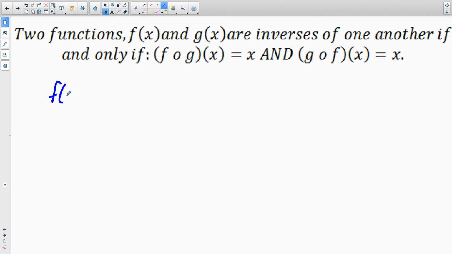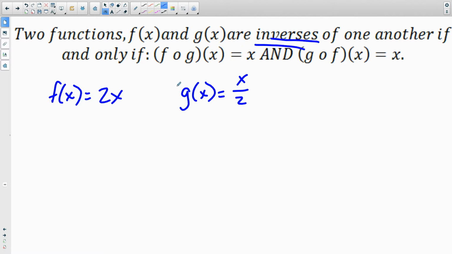So if I had f of x is equal to 2x and g of x is equal to x over 2. When we talk about inverses, we talk about undoing, right? All of the operations in one function have to be undone in the other. We have to see the inverse operations. So clearly, this is 2 times x, so g of x, this second function here, has x divided by 2. We are doing the inverse operation here that we are over here.